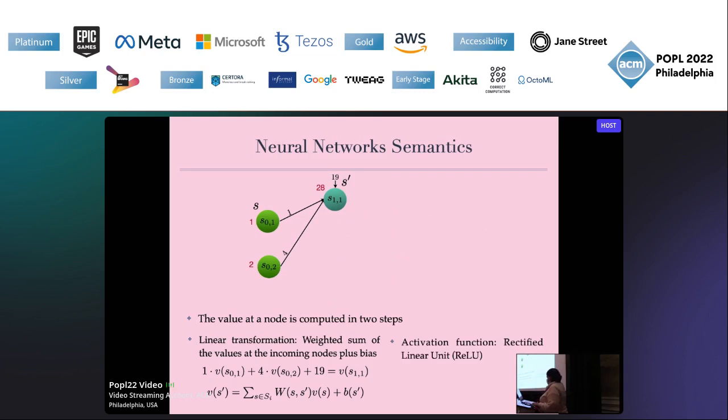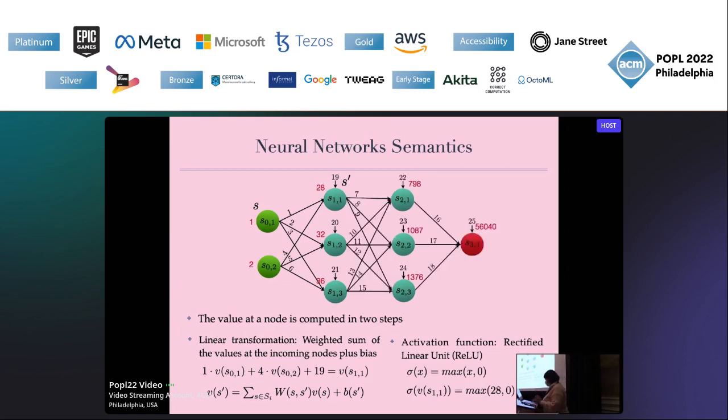And the second step is the application of an activation function. One of the simplest ones is called ReLU. If the value is greater than or equal to 0, the value remains the same on application of this ReLU function. And if the value is negative, then it gets truncated to 0. So you apply these linear transformation followed by activation function and get the values at the next layer, and then you propagate this to other layers. So that's how basically neural network semantics works in terms of propagating the values from the input to the output layers.